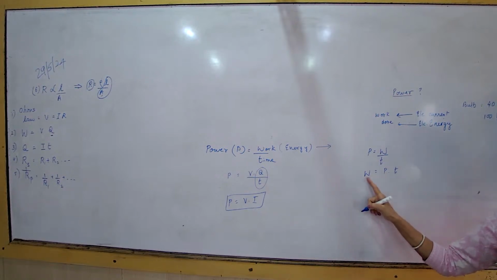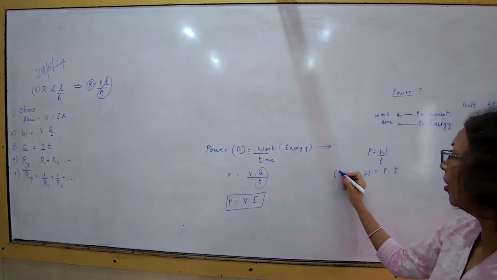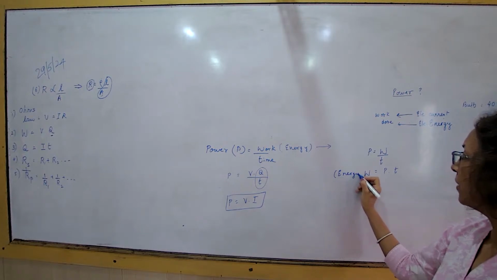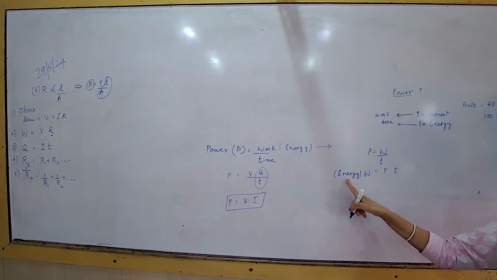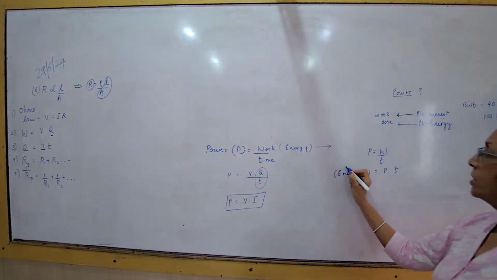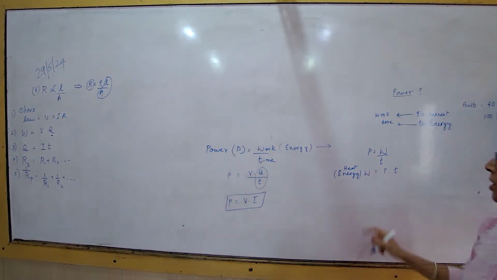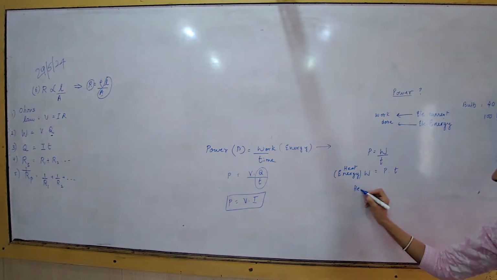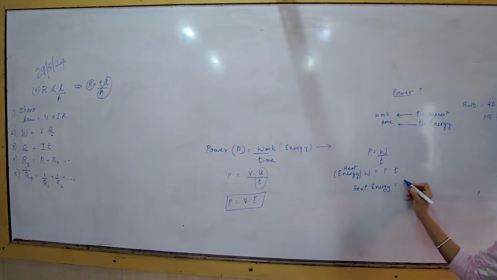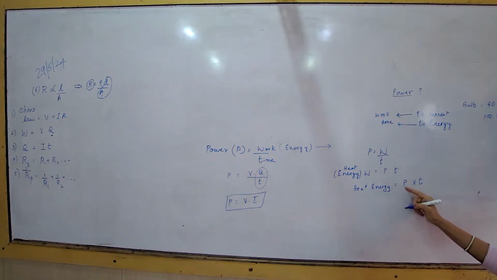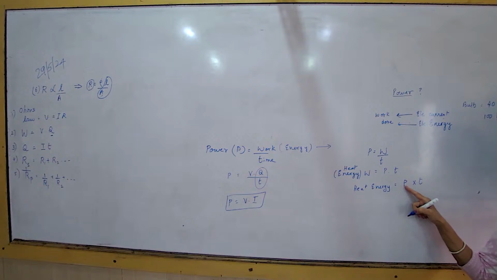But what is this? It is nothing but the work done. And work done is in the form of energy. Which energy are we talking about? It is nothing but your heat energy, because now we are talking about the heating effect of current. So this is your heat energy. Did you see that heat energy is given as P into T? What is P here? Work done upon time. P is equal to what? Power. Power into time. How will you remember this?